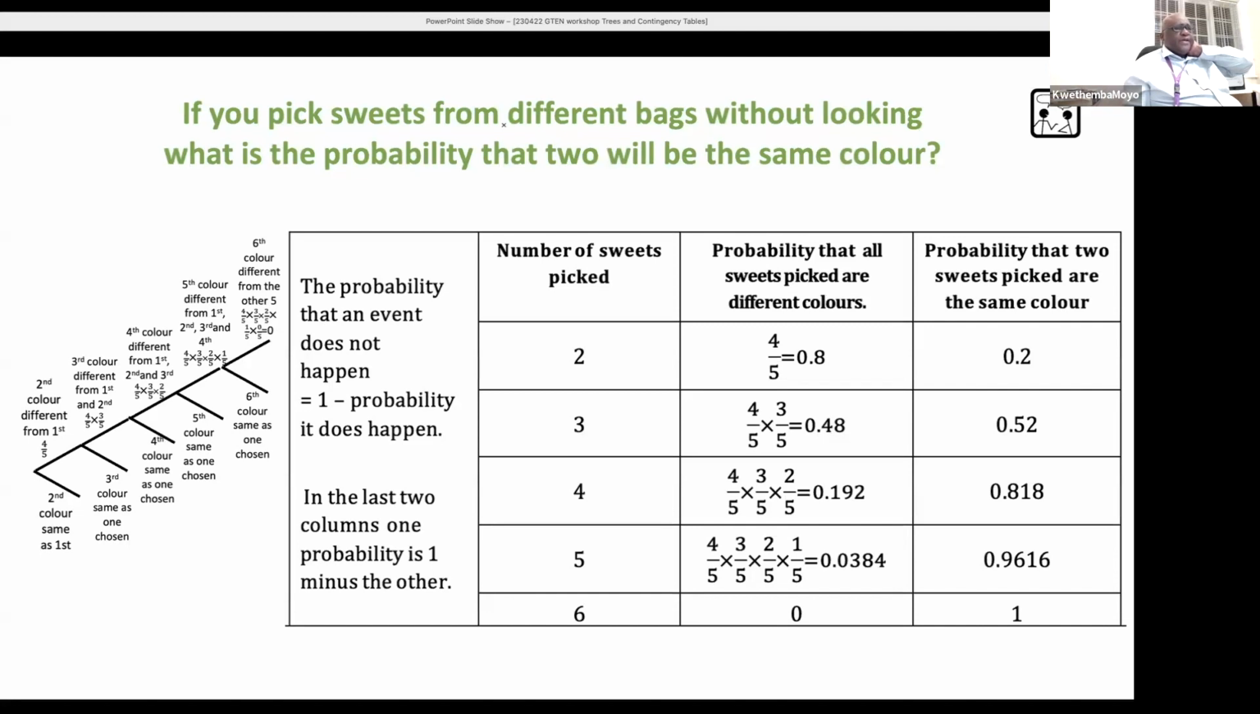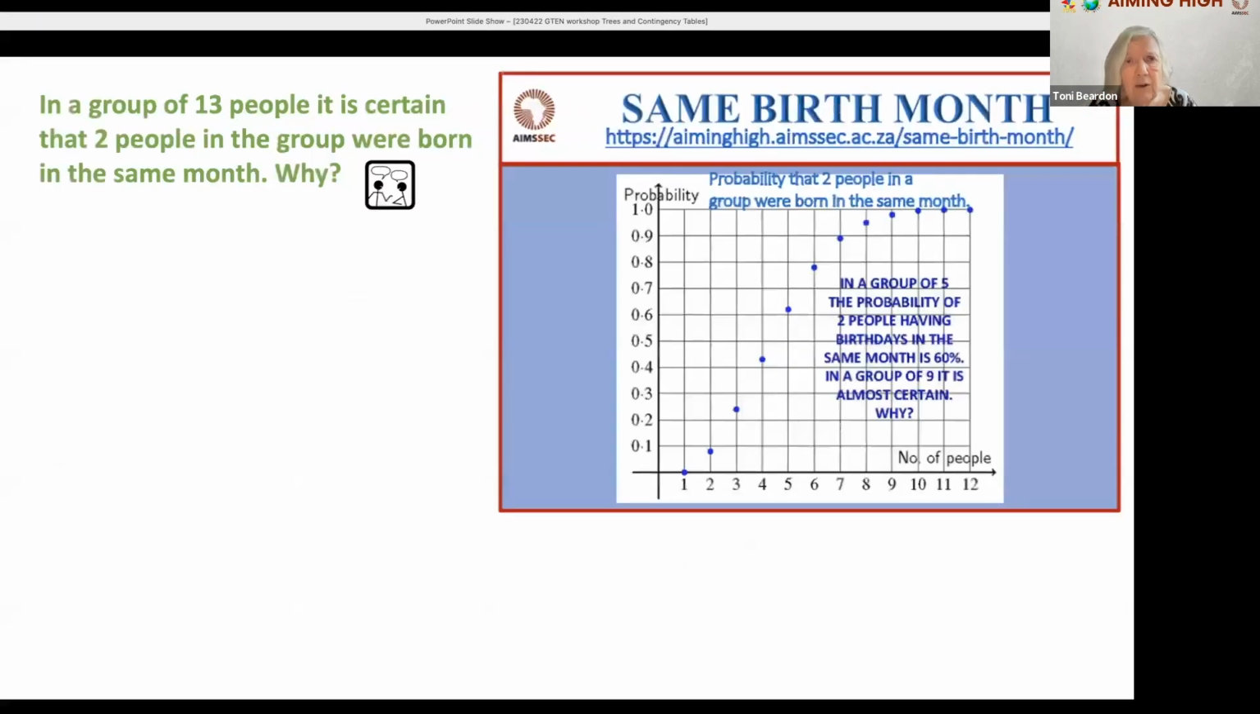What you should see here is that in each case, the 2 probabilities across a row add up to 1. So for example, 0.8 and 0.2 add up to 1. The probability that 2 sweets picked are all different colors, and the probability that at least 2 of the same color are picked, those 2 probabilities add up to 1, the same all the way down the column.